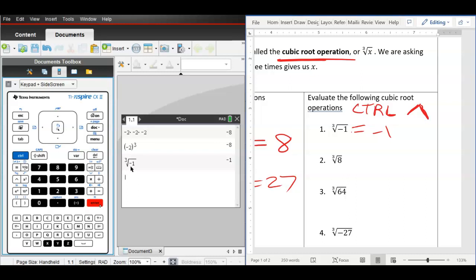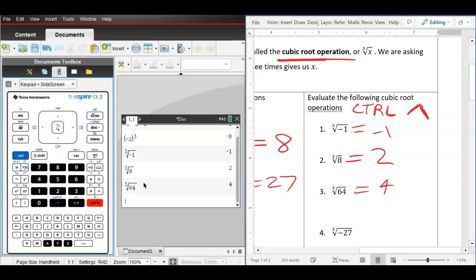All right, 30 seconds is up. You should have done cube root of 8, and I got 2. Did you get 2? Okay, cube root of 64 is 4, because 4 times 4 is 16, times 4 is 64.